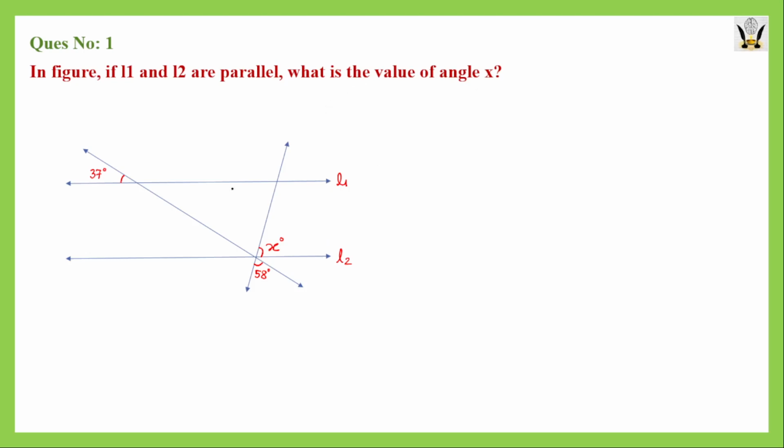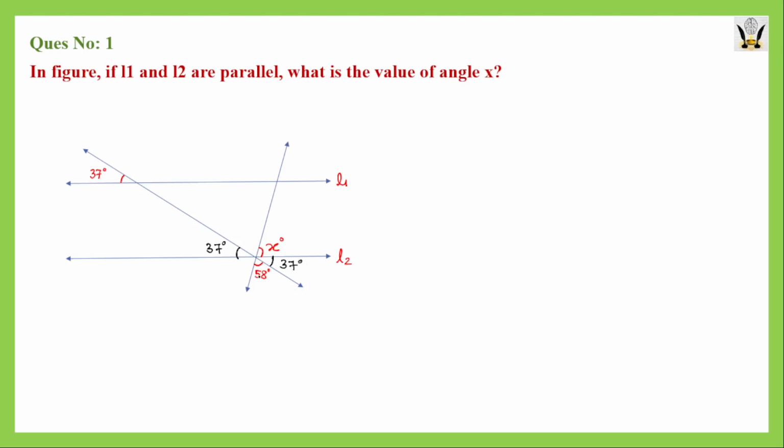Now, what we come to know from the statement is that L1 and L2, these two lines, are parallel to each other, and this line is the transversal. So this angle which is given as 37 degree and this angle, they are corresponding angles, right? That means the measure of this angle will also be 37 degree. And now this angle and this angle, they are opposite angles. So this will also be 37 degree.